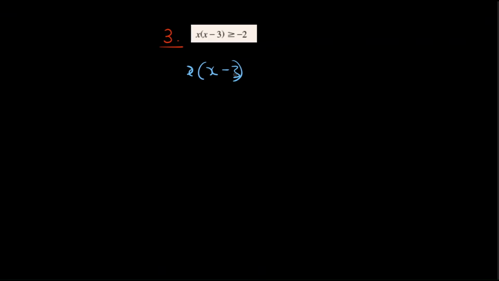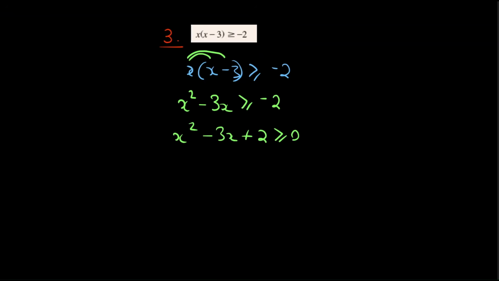x minus 3 is greater or equal to -2. What do we do in this instance? We need to FOIL our bracket out. It should be x by x minus 3. It should give us x squared minus 3x is greater or equal to -2. Bring the 2 to the left hand side, we have x squared minus 3x plus 2 is greater or equal to 0. Now we have a quadratic.